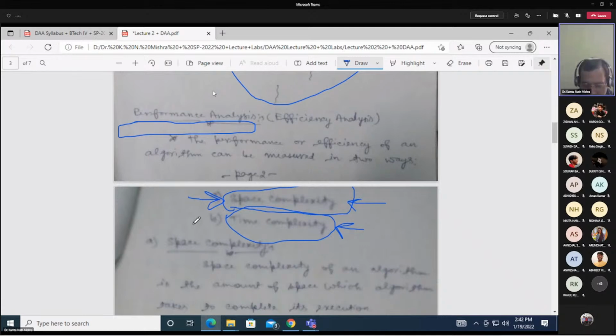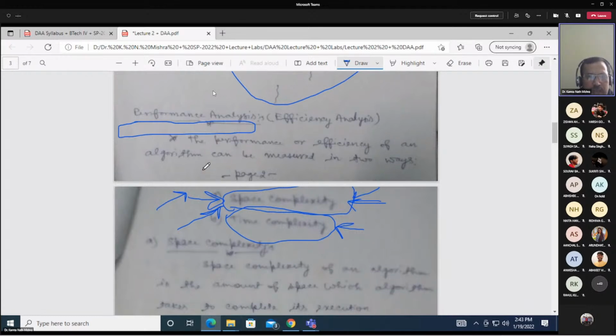Suppose you want to write a program for finding real roots of a quadratic equation. Then what will be the role of space complexity here? Two students have written programs, or maybe 4 students have written 4 different programs. You have to use this space complexity method and find which algorithm, or whose algorithm, is the best one.